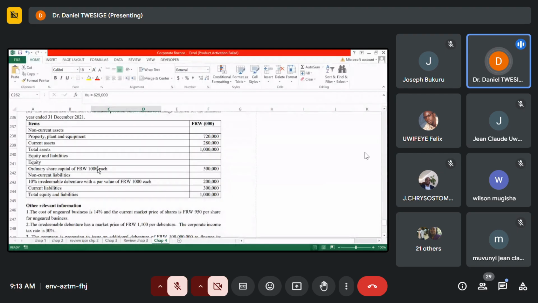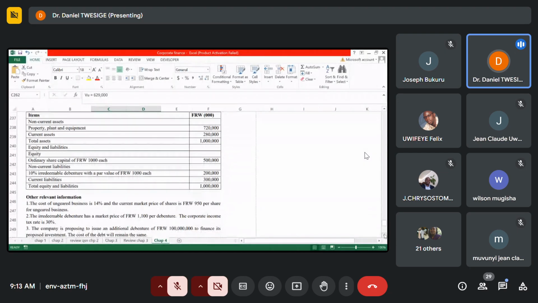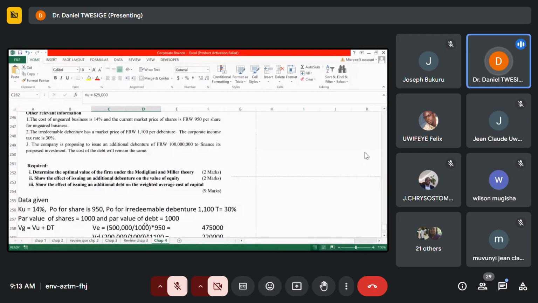Because we have debt in the capital structure, we take the number of shares times the current market price. That's what we have done here. Number of shares times the current market price. We got this. That's the current value of equity. What is the current value of the debt? Number of debts times the market price. We got the current value of the debt.